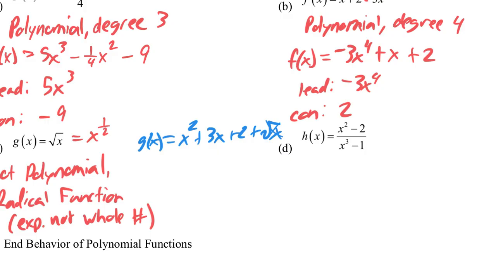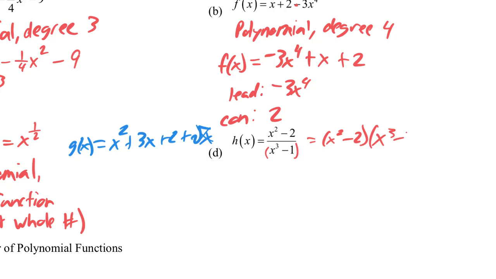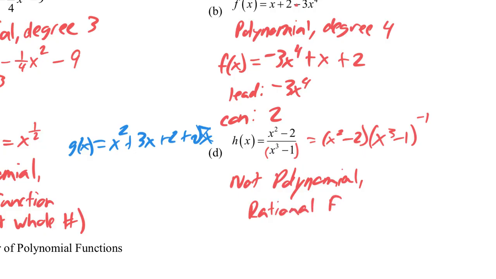Kind of looks like it because all those exponents are positive, but I would actually write this x cubed minus 1 as a negative 1 power. So polynomial functions by definition don't have fractions. Okay? So this is also not a polynomial. It's a rational function because it's a function that's got a variable in the denominator.